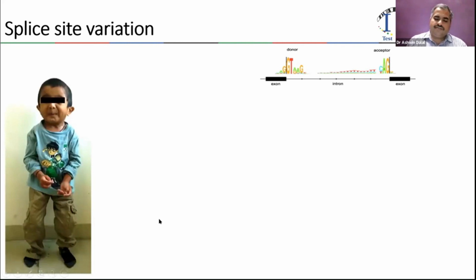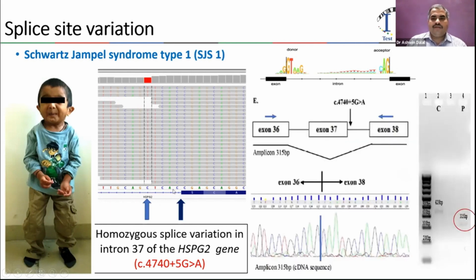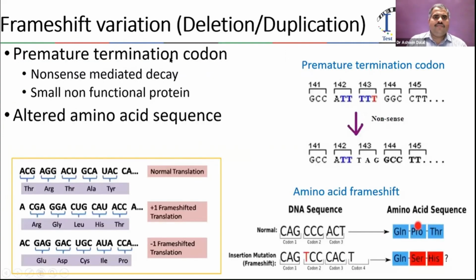Like in this patient who had Schwartz-Jampel syndrome, we can see that this is the exon here, and here the intron starts. So this is an intronic +5 mutation, G to A, and it is predicted to be a splice site mutation. When we did cDNA sequencing, we could see that because of this mutation, exon 37 is skipped, and exon 36 is followed by 38. So a splice site mutation can again be more likely to be disease causing.